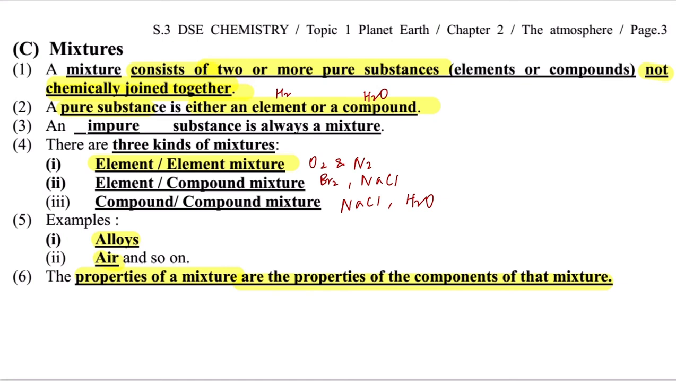Because the mixture consists of components like oxygen, it will retain the properties of that substance, okay? Because they are not changed, just mixed together. So it retains the properties of the components of that mixture.